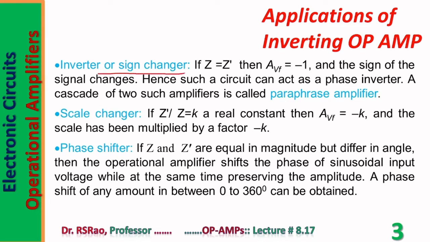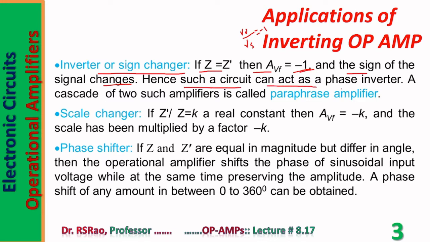Inverter or sign changer. This can be designed by the op amp in inverting mode. If Z is Z prime, then AVF becomes minus 1 and the sign of the signal changes. AVF means output by input, that is V0 by Vs. When V0 by Vs is minus 1, it implies V0 is equal to Vs magnitude wise, but the sign is different. In such a case, the circuit is called an inverter or sign changer.